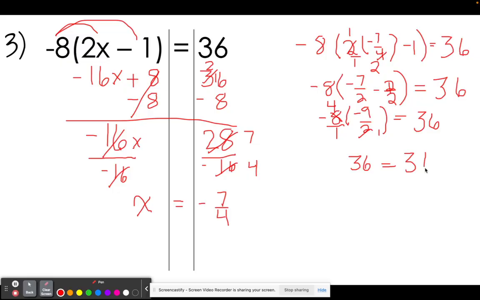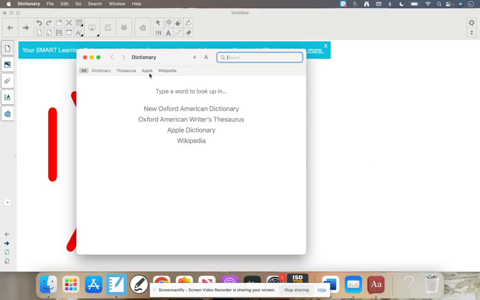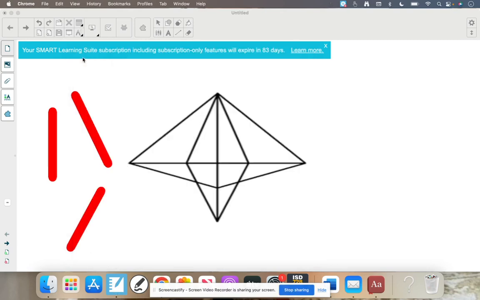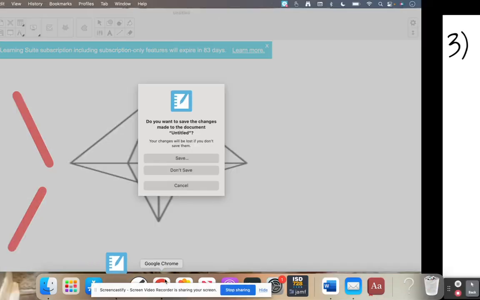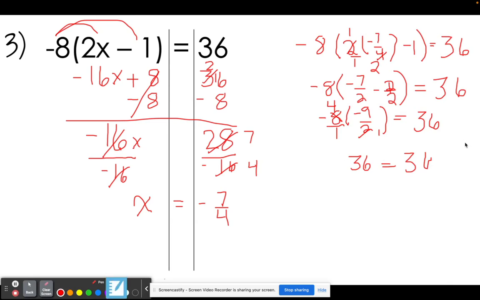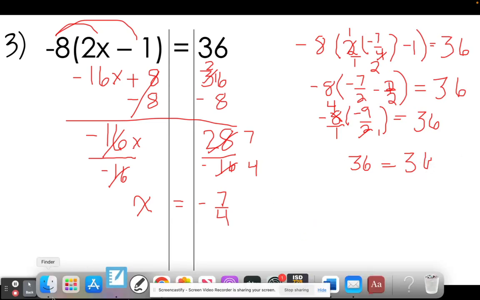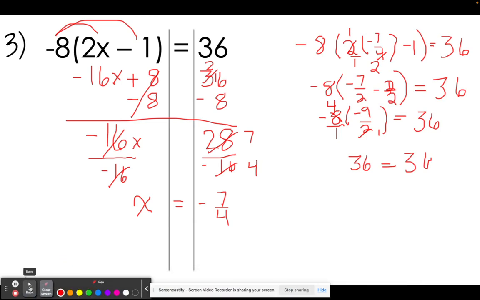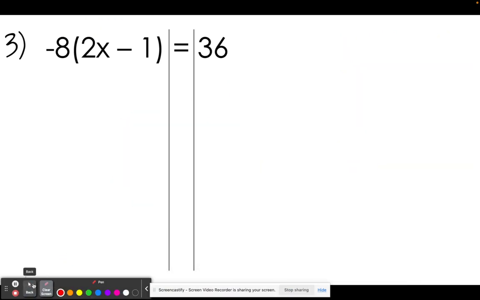So my solution of x equals negative 7/4 is correct. No idea what I pushed there. Okay, let's move on to our next example.